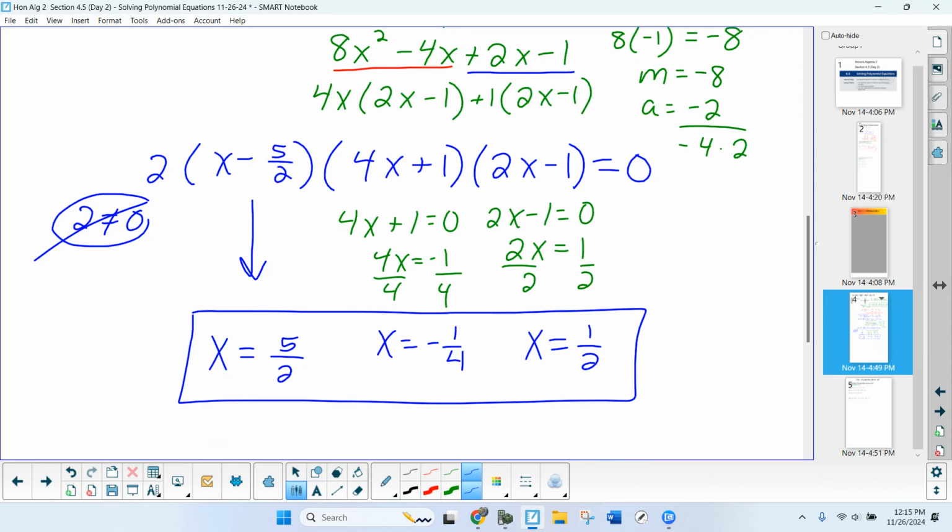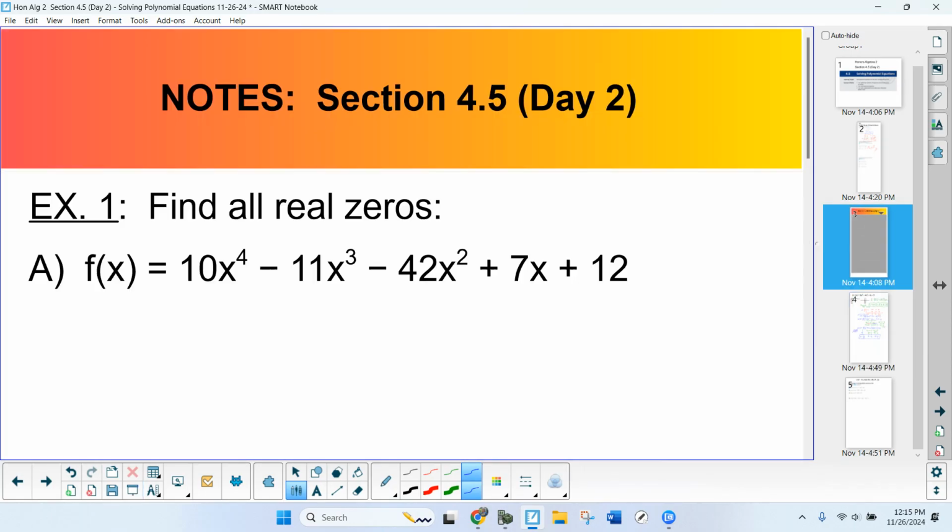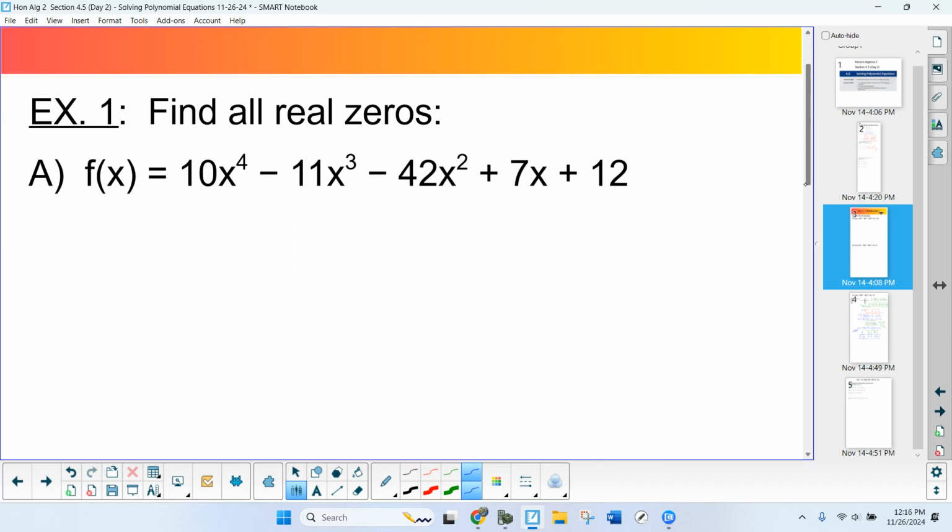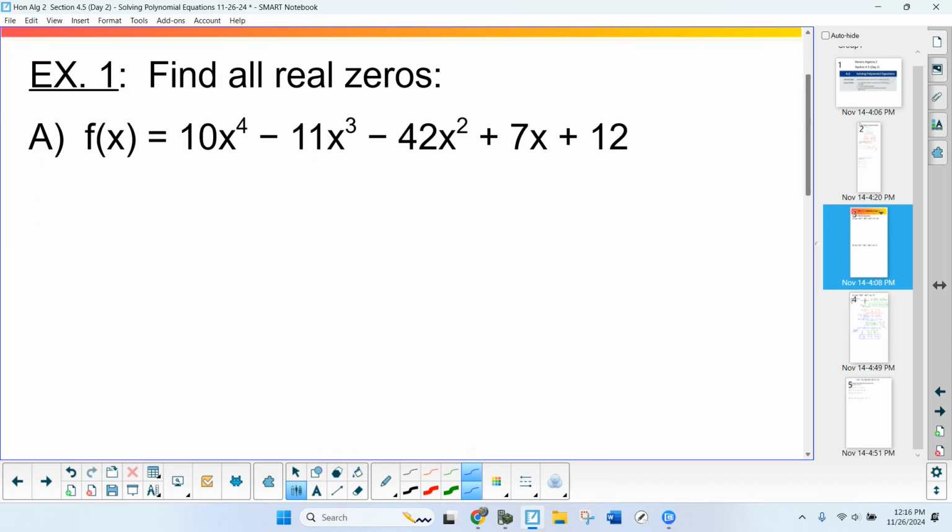All right, let's jump up and do a... Oh, 4. Okay. All right, on A. I think it was A I wanted to do next. Yep, C then A. All righty. Well, this looks like a doozy. Let's find our possible rational zeros first. P over Q. We know we have to do that.